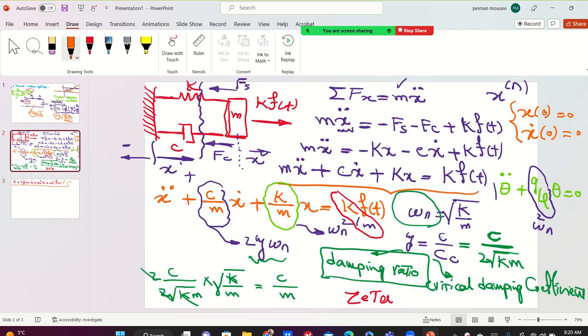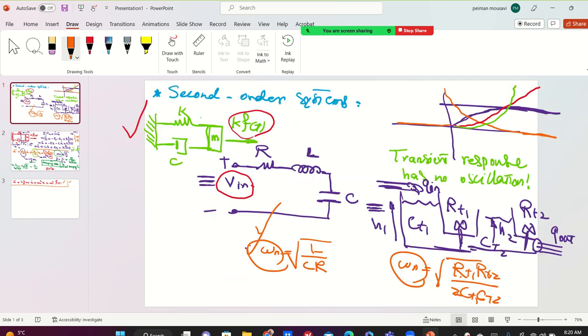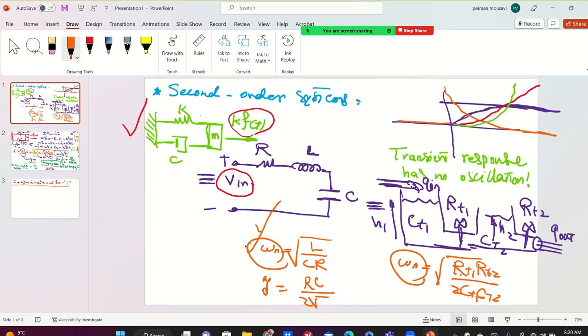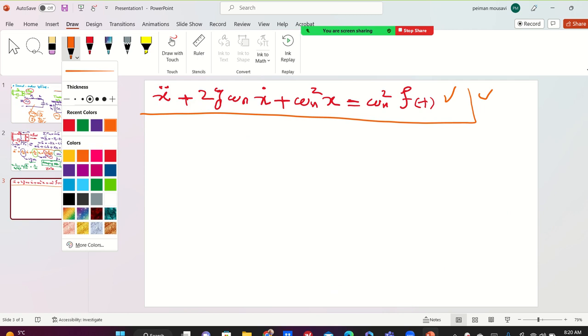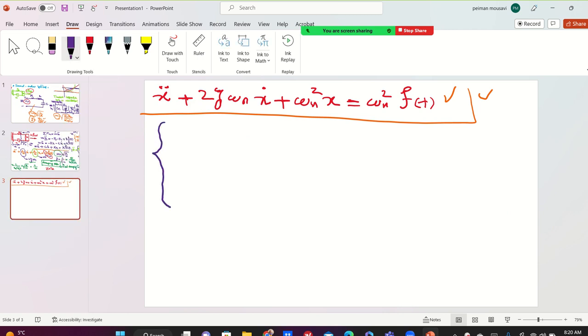For example, for this system, the damping ratio zeta is probably RC over 2L. We're going to derive it together eventually. I don't care about these numbers. I care about this non-dimensional parameter. Why do I care about that? Because based on this differential equation, you have three types of systems.